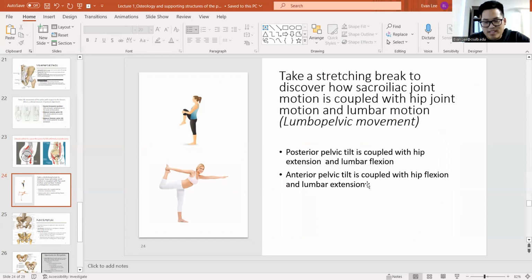I cannot do this in this room, so please try it out. But you will tilt your pelvis along with different movements, such as extension and flexion of the lumbar region, as well as extension and flexion of the hip joint.